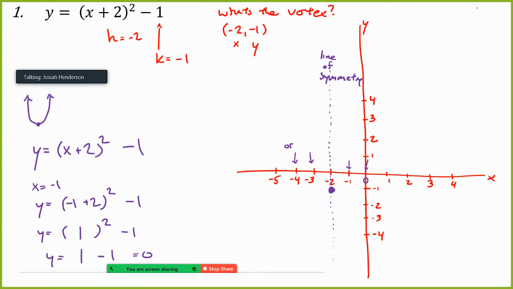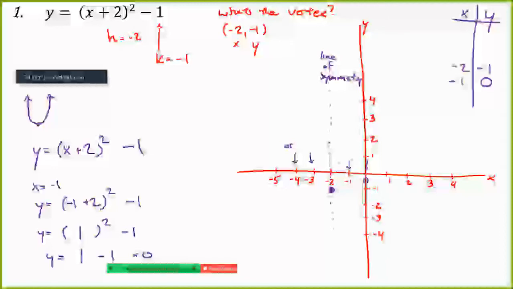To keep track of my work, you should do this too. On the top right of my screen, I'm going to make a table with x's and y's so we can keep track of what's going on here. So let's back up a second. I'll put my vertex in the table, right here, -2, -1. That's our vertex. And now for the point we just did, -1 for x, and we got out a 0 for y. -1, comma 0. So let's put that point on our picture now. -1 on x and 0 up or down, so that's right on the line, right here.